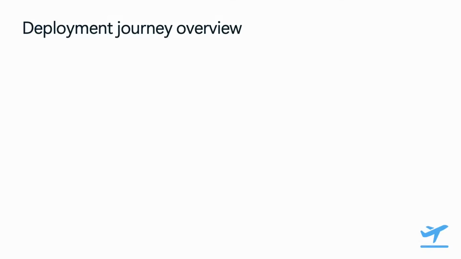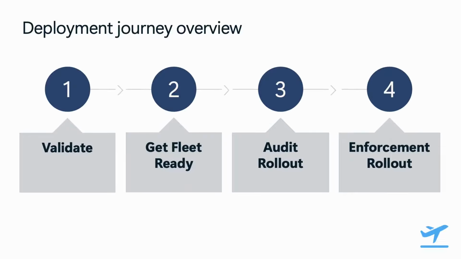Now let's dive into the practical steps of how you can get Zero Trust DNS up and running in your enterprise environment. We think of this in 4 steps. First step is to validate and make sure that Zero Trust DNS works in an isolated lab environment. Next is getting your fleet ready, ensuring that all of the Windows devices within your fleet are ready to accept Zero Trust DNS. Third, running it in audit mode.